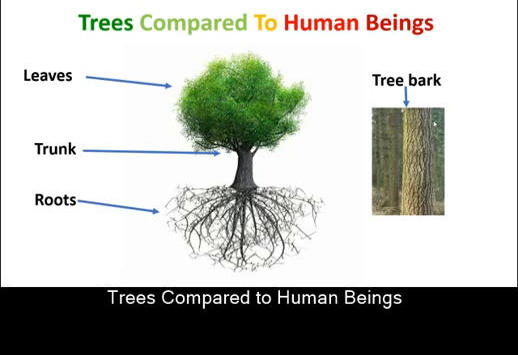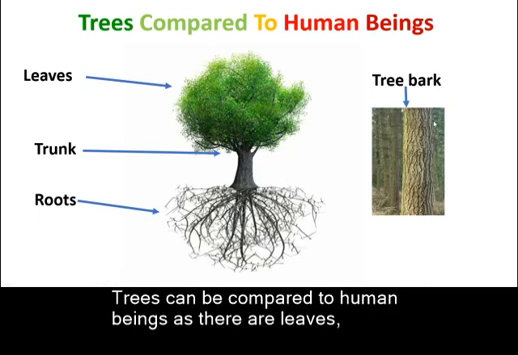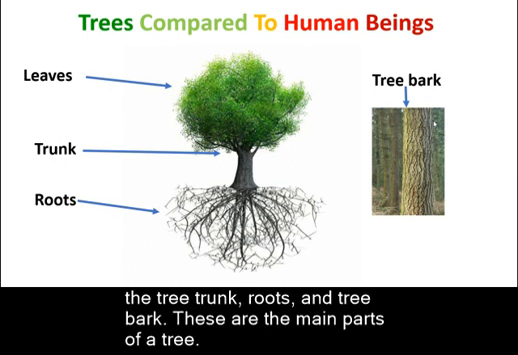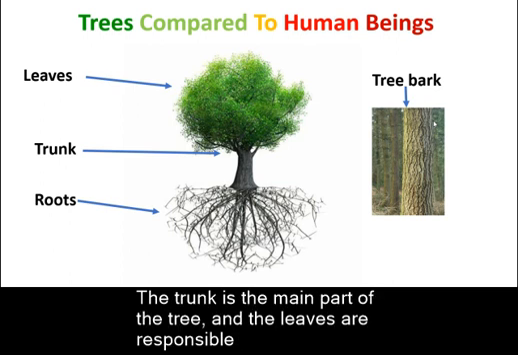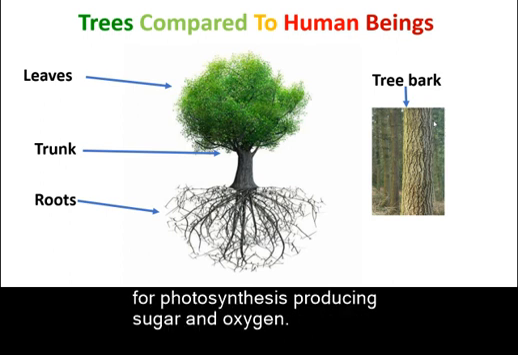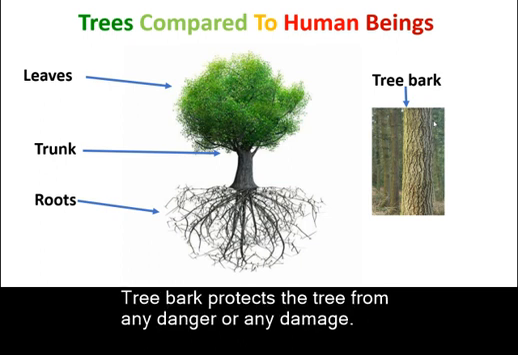Trees compared to human beings. Trees can be compared to human beings as there are leaves, the tree trunk, roots, and tree bark. These are the main parts of a tree. The roots are what keep the tree upright and supply water and nutrients from the soil. The trunk is the main part of the tree, and the leaves are responsible for photosynthesis, producing sugar and oxygen. Tree bark protects the tree from any danger or any damage.